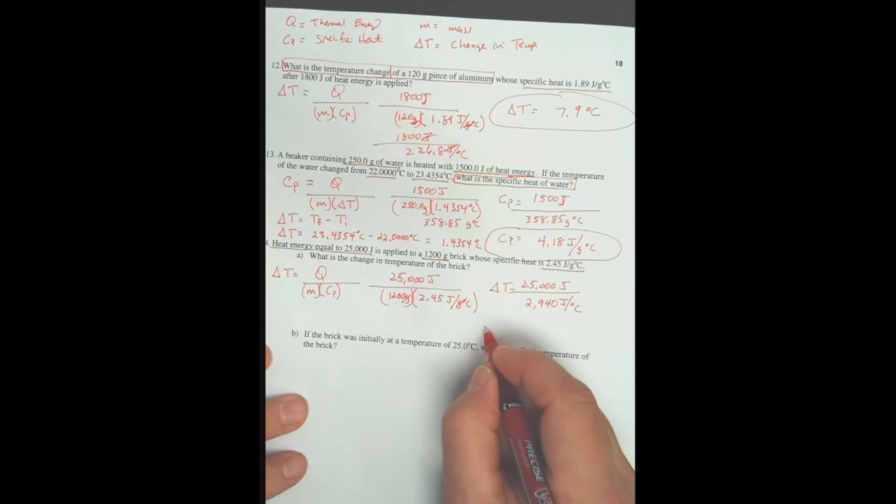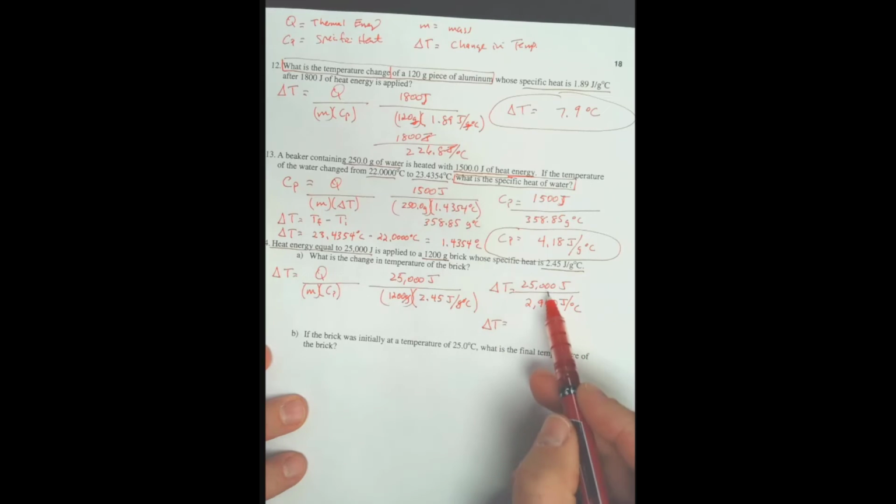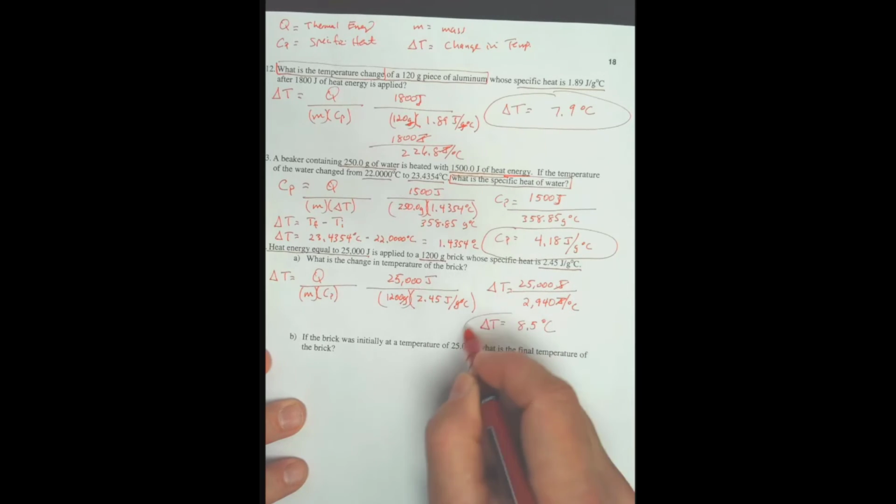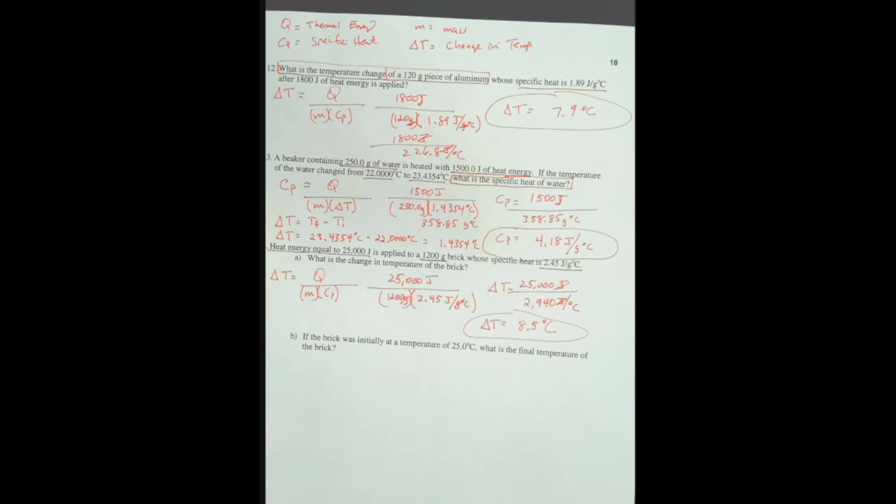So now I have to finish this. So I'm going to take change in T equals 25,000 divided by 2,940. So let's go ahead and do that math. 25,000 divided by 2,940 equals 8, and we'll just go ahead and round that to 8.5 degrees Celsius. Because again, I can cancel out my joules, and if I do the algebra here, I can go ahead and move that C to the top, which leaves change in temperature of 8.5 degrees Celsius.